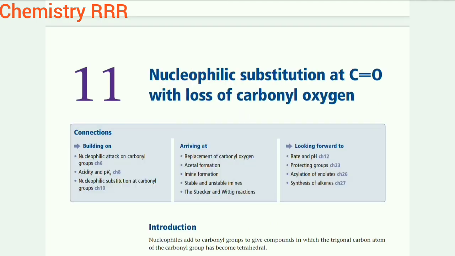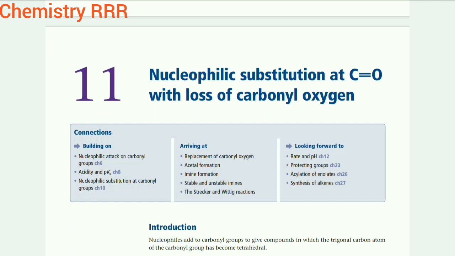So first you have to know how to read each topic. Suppose I want to read this topic, that is chapter number 11, nucleophilic substitution at carbonyl with loss of carbonyl oxygen. While reading each topic from Clayden, start your reading from the connection, that is this blue box. It has building on, arrive at, and looking forward to.